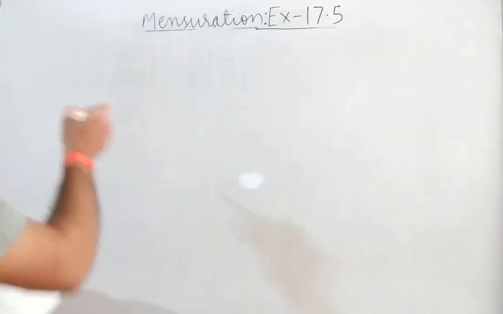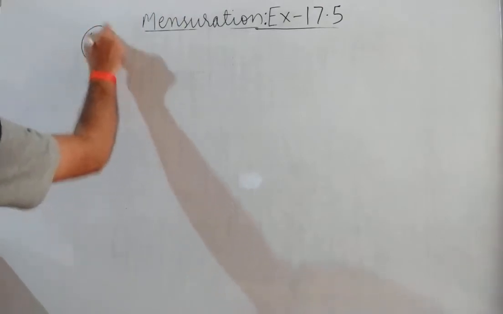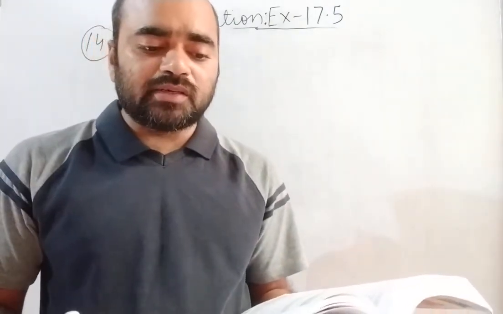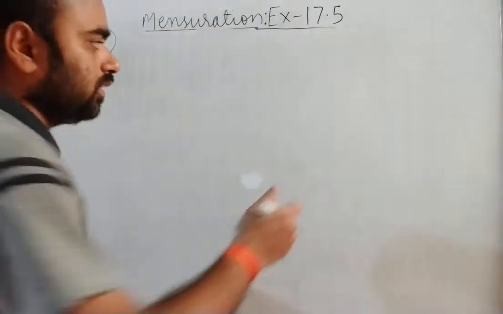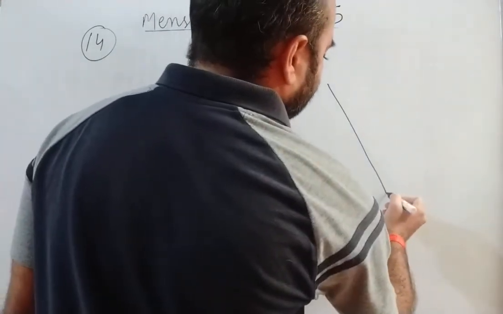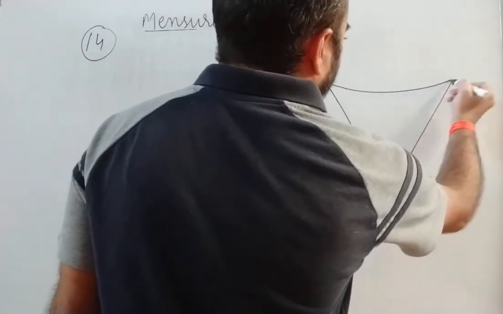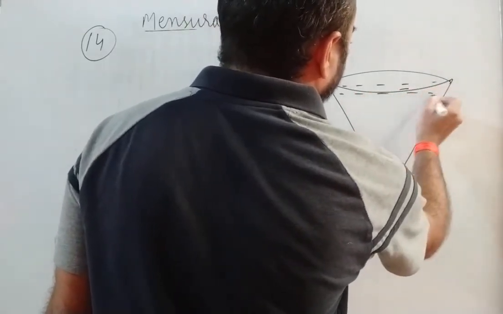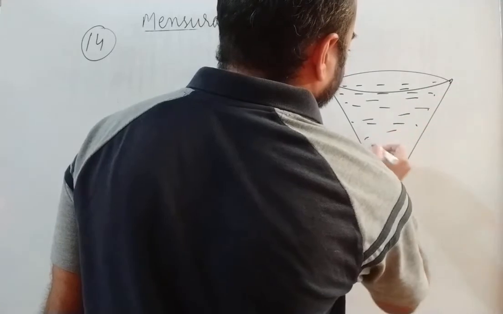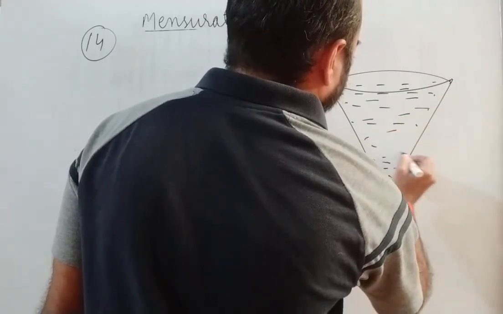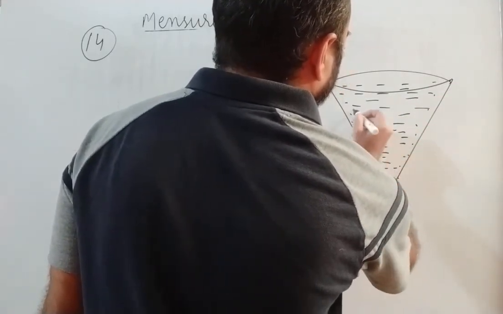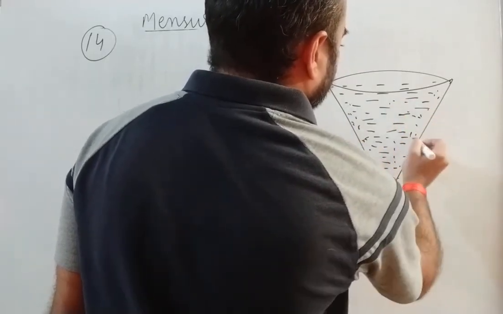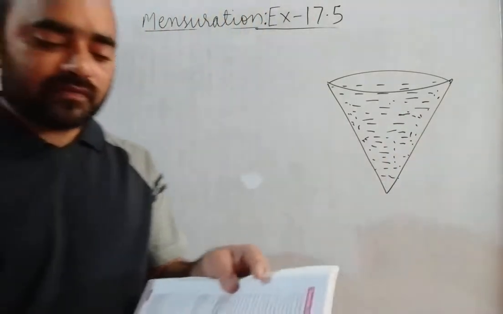So question number 14. What is the question? A vessel in the form of an inverted cone is filled with water to the brim. To the brim means completely filled. Correct?